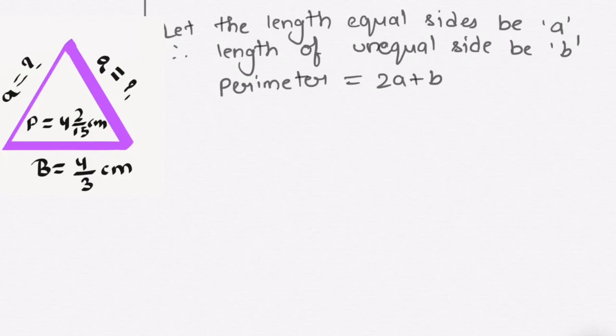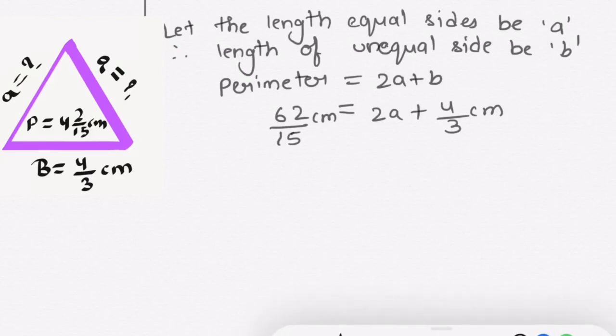Now in the formula of perimeter of an isosceles triangle, in place of the 2 equal sides, that is a plus a, we write 2a, and in place of the unequal side, 4 upon 3 centimeter. In place of perimeter, we substitute 62 upon 15. Now we have the linear equation as 62 upon 15 is equal to 2a plus 4 by 3. So in this linear equation, we need to free the variable a in order to get its value.